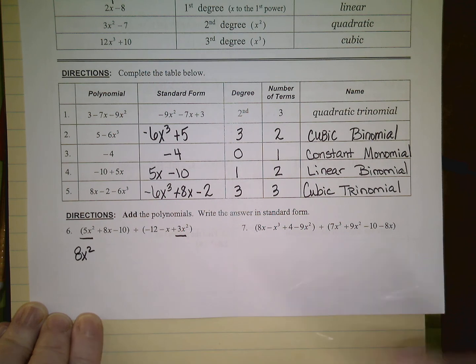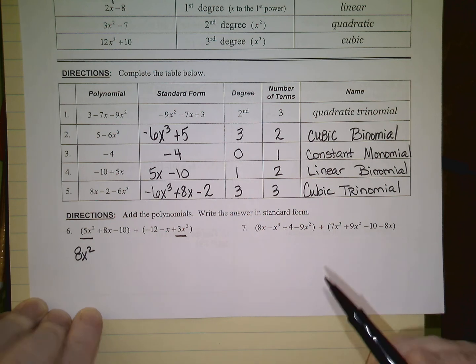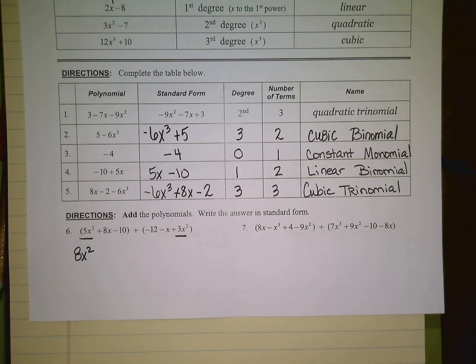8x squared. Notice that the x squared part did not become x to the 4th. It's just a label telling me what to match together. So I've used x squared. I now need to look and see if I have any regular x's.